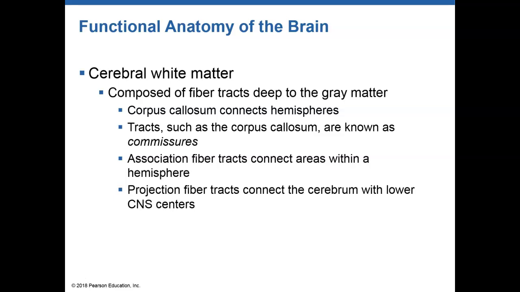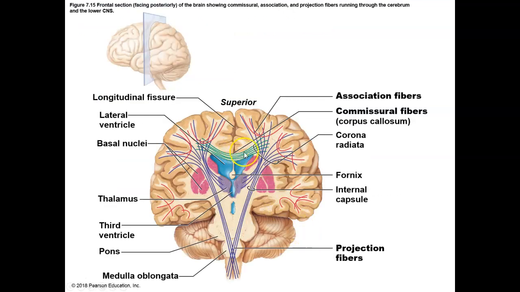If you have tracts that connect regions within the same hemisphere, those are called association tracts. And then a projection tract connects the cerebrum with other regions of the CNS. Let me show you what that looks like. So here's your commissure tract right here, which is that corpus callosum connecting the right and left hemisphere. These are association tracts, and then these tracts here would be called projection tracts, okay?